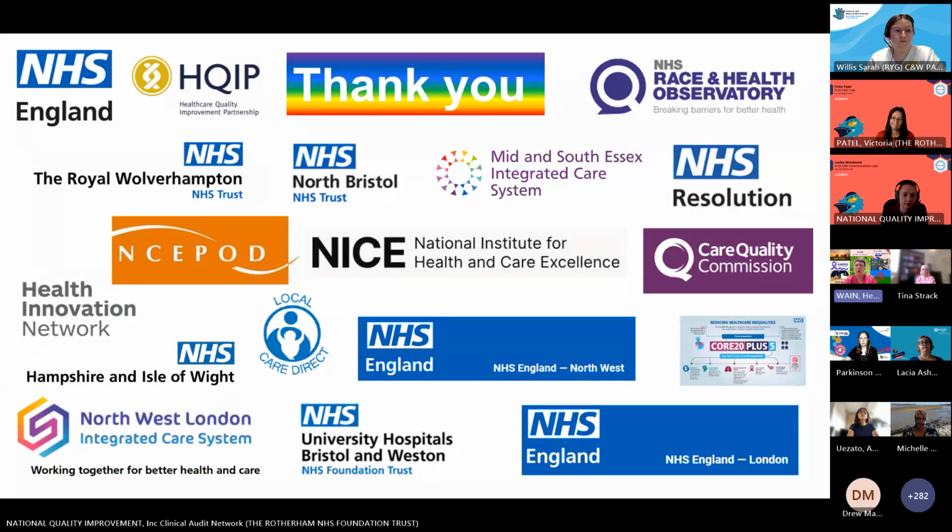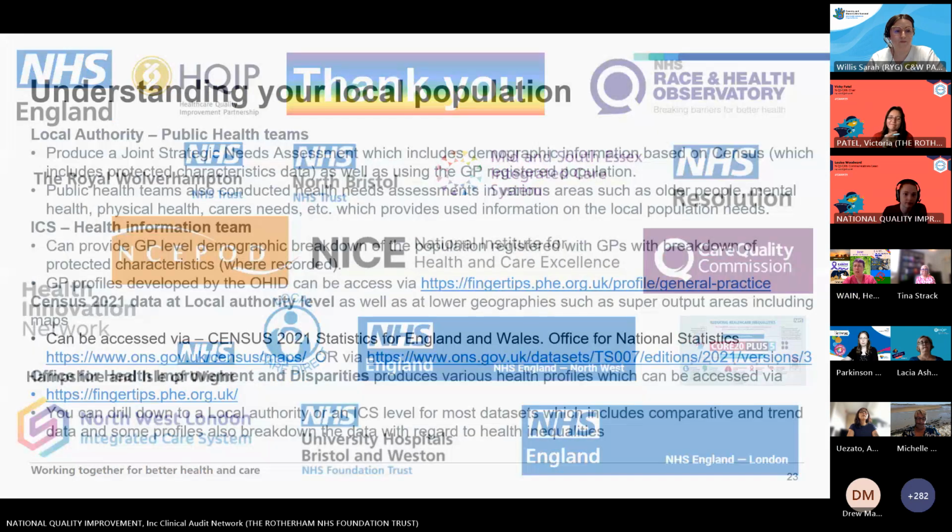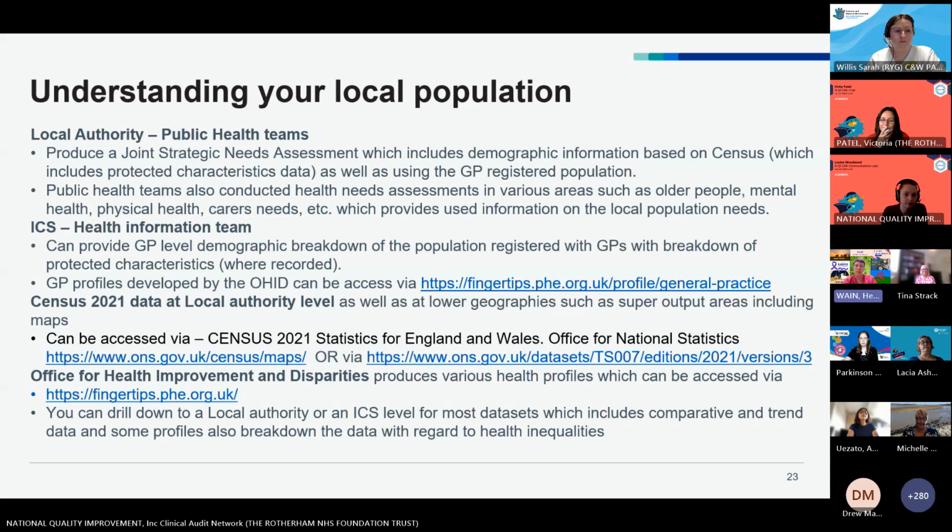Oops, can we go back one? Sorry. Yes, so thinking about how you might start to do this is looking at your local population. So firstly, understanding the local population is really quite key. And it's just a list of key contacts that might be relevant for you to help start to address the gap and to start really understanding how you might go about doing some of this. Next slide, please.